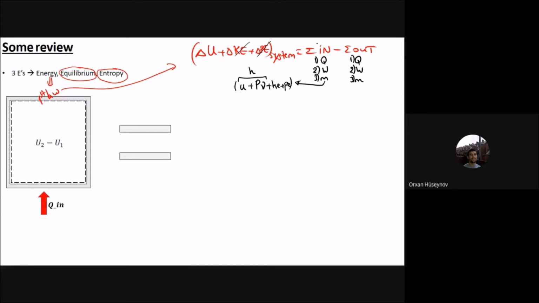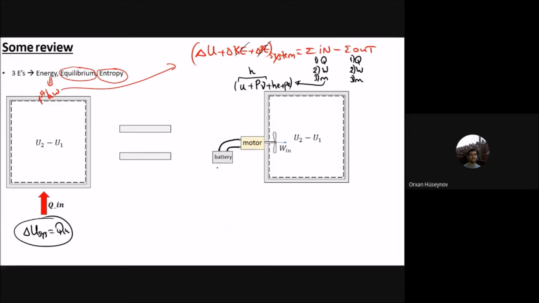And I will do the first law analysis for this system here. You can see there is no work transfer, there is only heat transfer here, and therefore the delta U of the system will be equal to Q in. Now I'm doing a similar internal energy change, the same internal energy change. It changed from U1 to U2 here due to heat addition, but now I'm changing the internal energy of the system by adding work. The delta U of the system is the same in both cases.